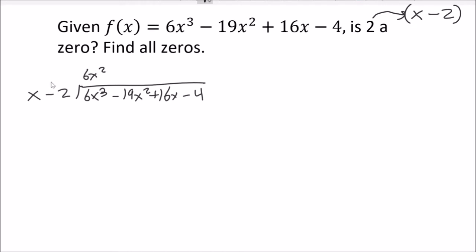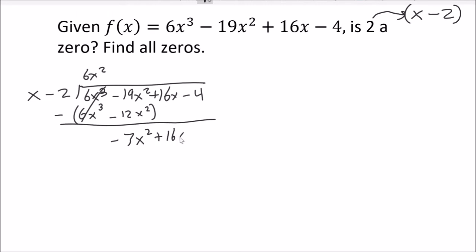Let's distribute this down. So we get 6x cubed minus 12x squared. Subtract. And so we get something minus itself, which, by the way, if that doesn't happen, you've made a mistake. Okay, and here we have negative 19 minus negative 12. That's like plus 12. So that's negative 7x squared. Now be careful. I noticed in class many students put positive 7 right here, but that's a negative 19 we're dealing with, so that's now a negative 7. Okay, let's pull these down. So plus 16x minus 4.